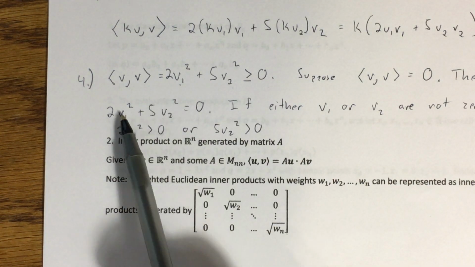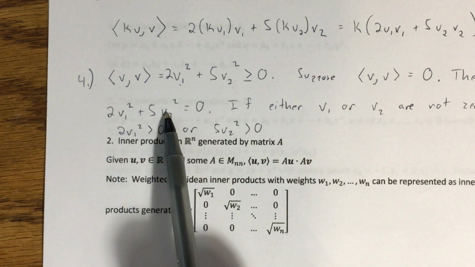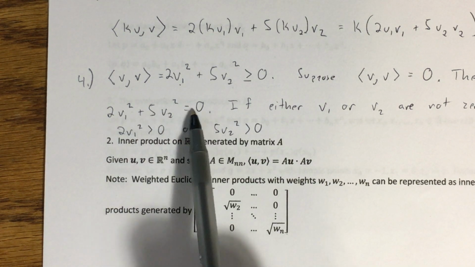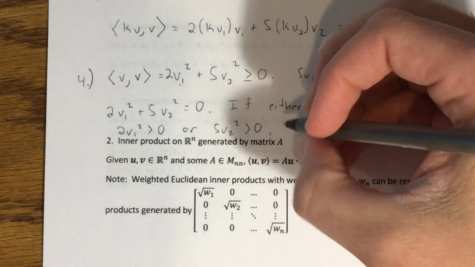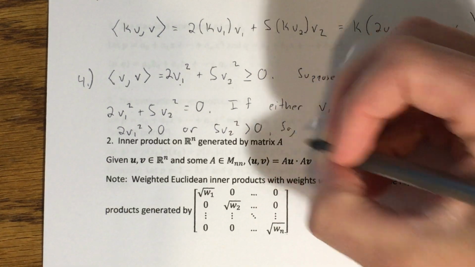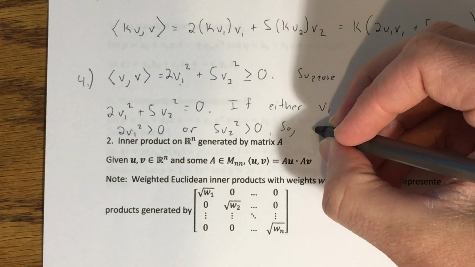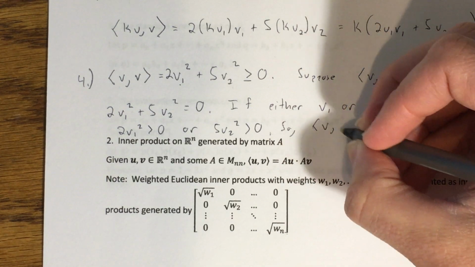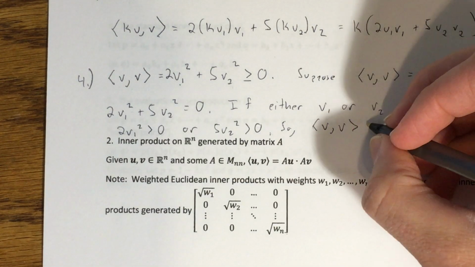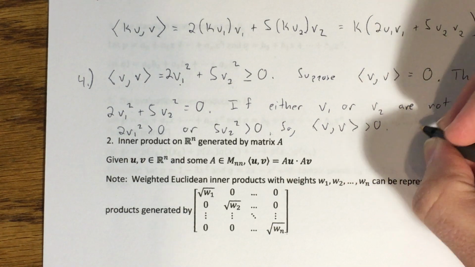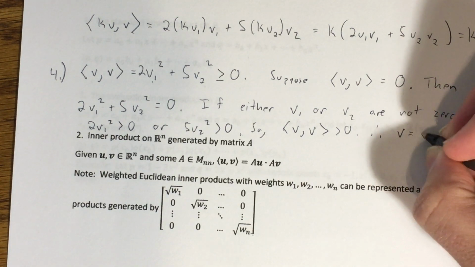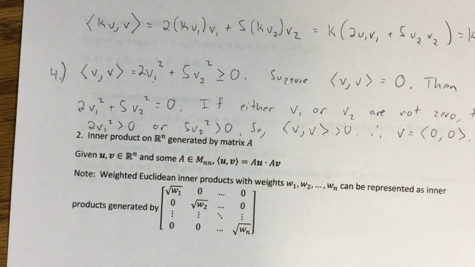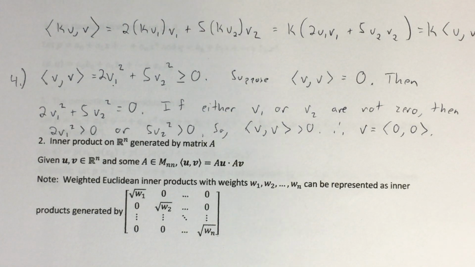So now I have the sum of two numbers that can't be negative, and if at least one of them is positive, then there's no way this is going to equal 0. So I could say, in this case, the inner product of v with itself, which is this, would have to be positive. This implies that v is equal to the 0 vector. Okay? So it's just checking each individual axiom for an inner product.